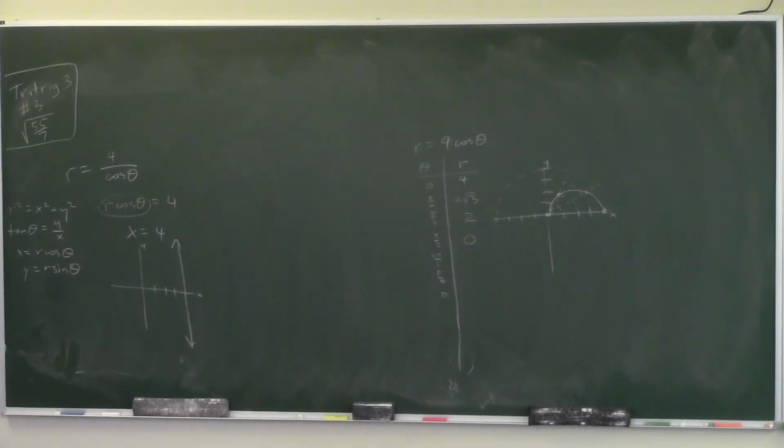Okay, let's get rid of this old one. Shift here. Okay, so punch that thing in there. So R equals 4. Where's 4? 4 divided by cosine. Now, how do I get theta?